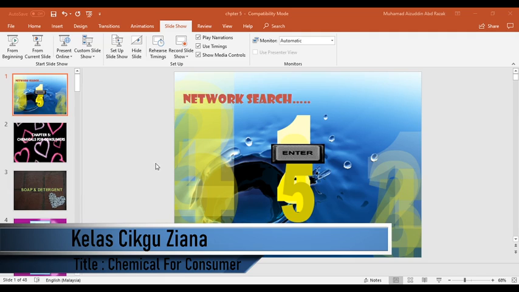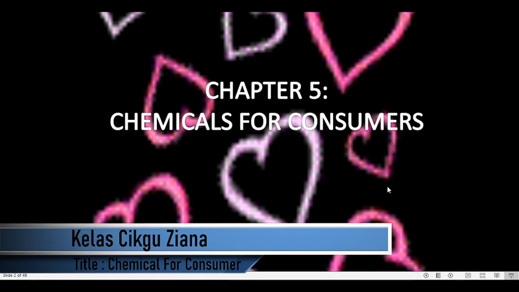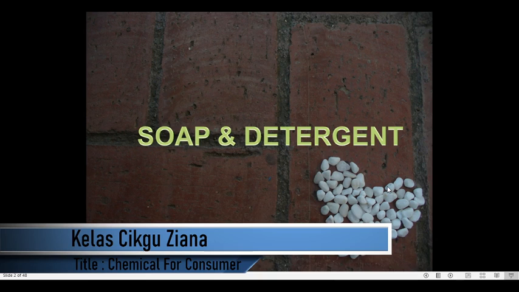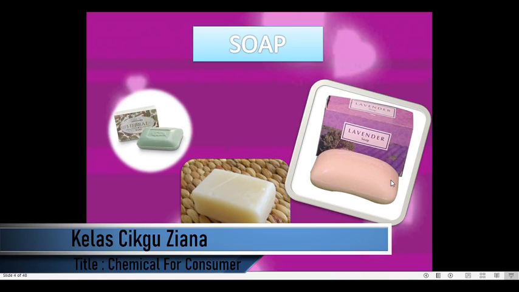So kita pergi kepada yang pertama sekali, iaitu soap. The first subtopic in chapter 5, chemical for consumers, is soap and detergents. Selalunya in our daily life we use soap. Soap like we use lavender, herbal, kamu ada Lifebuoy, Protect ke apa benda ke, semua tu adalah kamu punya jenis-jenis sabun.